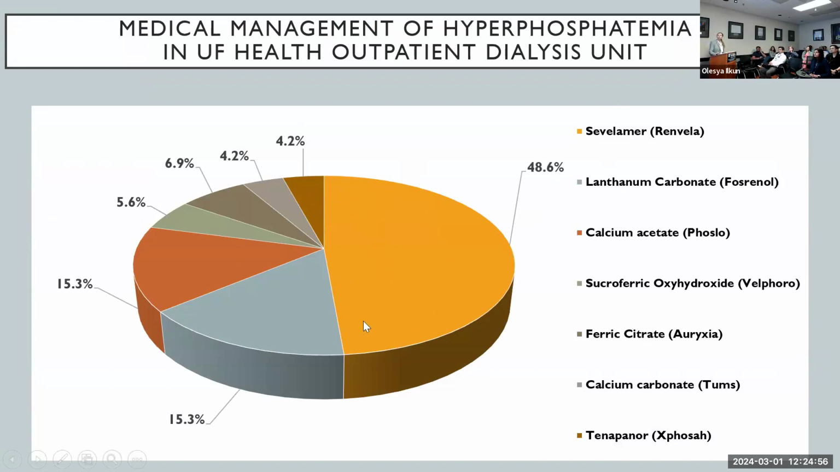Then we have the group on Velphoro, the iron-based binder, and we have another 5.6% on that. This depends on whether our nutritionist did it for the patient, from price to negotiating with the company to donate some drug. So very, very proactive management.